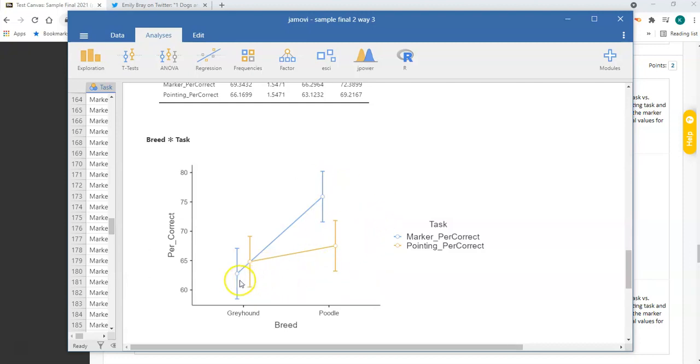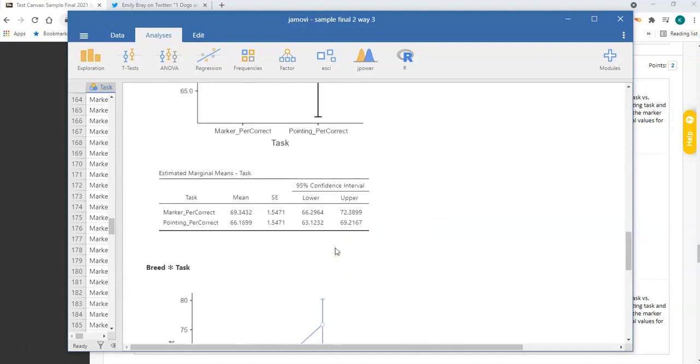So probably what we're going to find when we go up and look at the p-values is that for greyhounds, they did about equally well. They maybe did a little better, but the difference between the tasks is just due to sampling error. They did a little bit better in the pointing task, but the difference is probably just sampling error, I should say. However, the poodles did a lot better, it looks like, for the marker task than the pointing task.